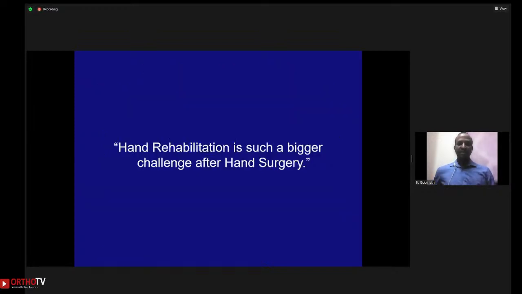So hand rehabilitation is such a bigger challenge after such major surgeries. It needs long-term follow-up, and the patient will have further queries about how long it takes and how much better they will be. So it takes time, and we have to make the patient understand that it will be recovering, and that you'll be able to use that hand, the replanted limb.